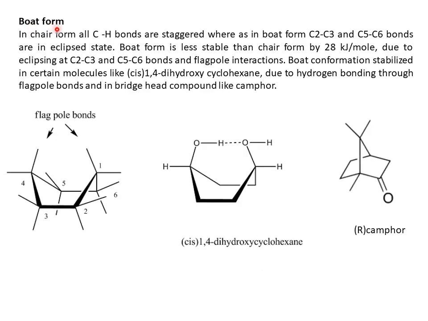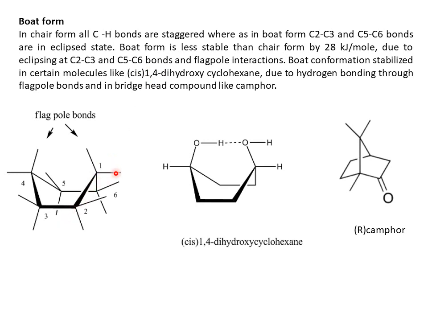Let us discuss boat form. In chair form, we have seen that all carbon-hydrogen bonds are staggered, whereas in boat form, there are two eclipsings: the C2, C3 and C5, C6 bonds are in eclipsed state. Thus, boat form is less stable than chair form by 28 kilojoules per mole due to eclipsing of C2, C3 and C5, C6 bonds.